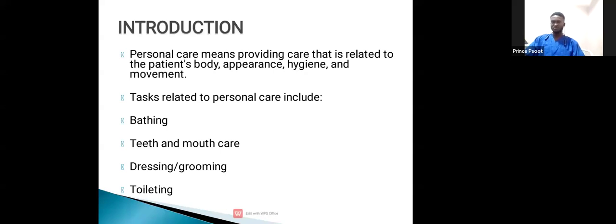So let's dive quickly into the introduction as to what personal care really means. Personal care means providing care that is related to the patient's body, the patient's appearance, hygiene, and movement. I repeat, personal care means providing care related to the patient's body, appearance, hygiene, and movement. The tasks related to personal care include bathing, teeth and mouth care, dressing and grooming, and toileting.